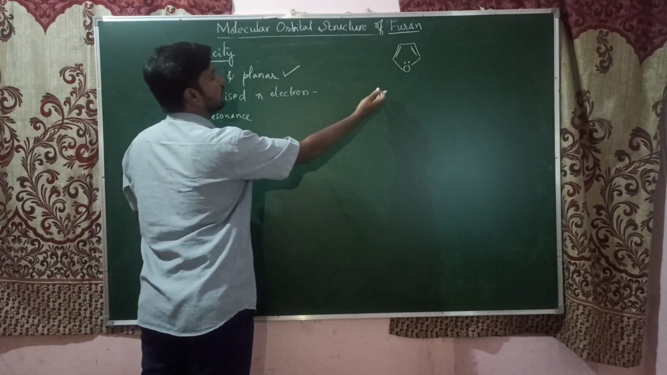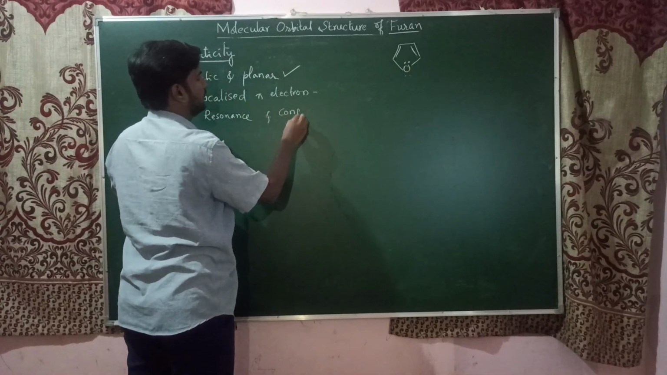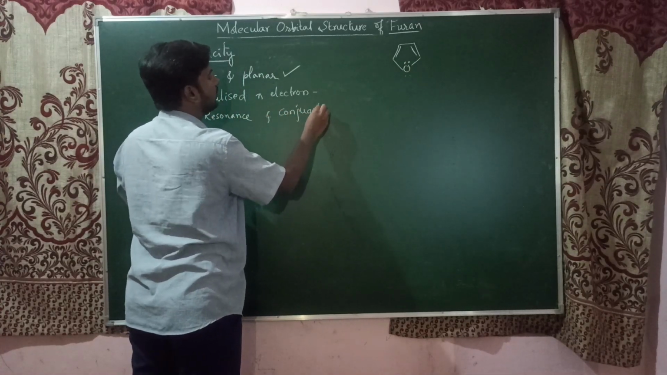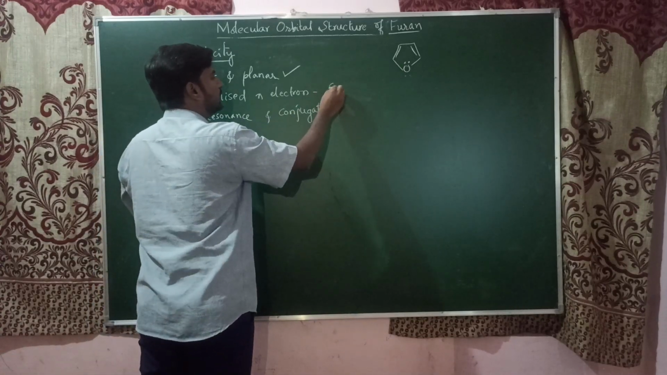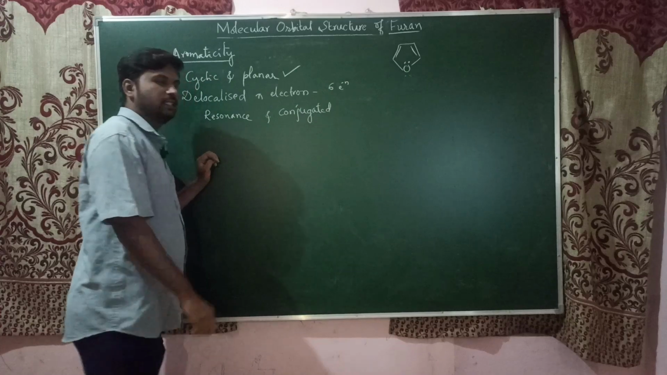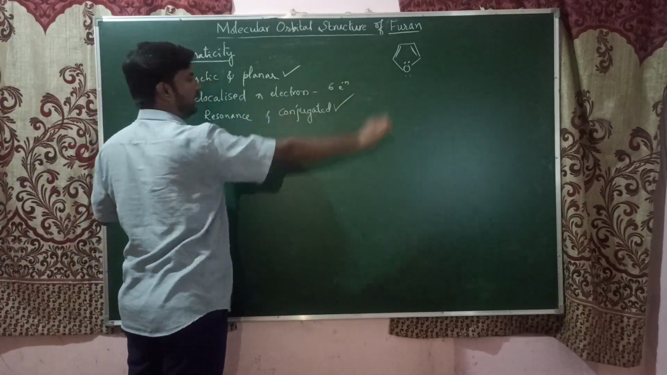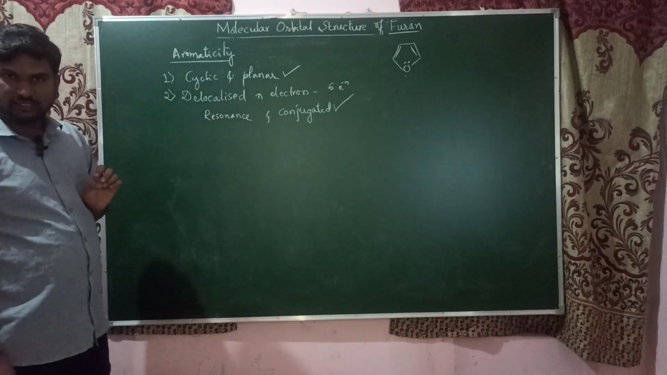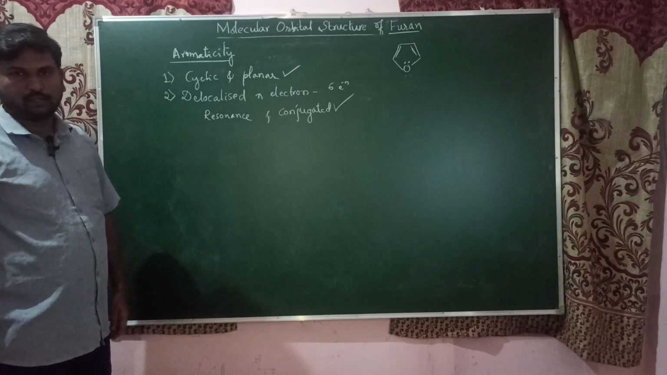If it is showing resonance, it definitely gives us a conjugated system, involving 6 pi electrons. So this again fulfills the second criterion. It shows resonance, and it can show delocalization of electrons.